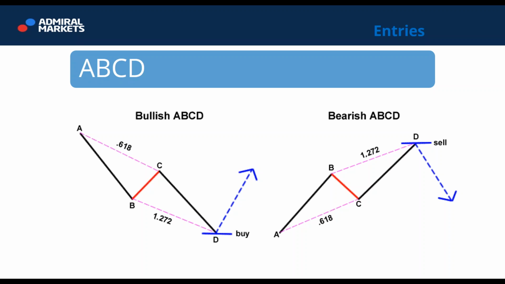Now, of course, if we spot the pattern that is 61.8 to 78.6, we can say it's a perfect ABCD. But, well, I mean, we don't need perfect patterns, guys. Really.